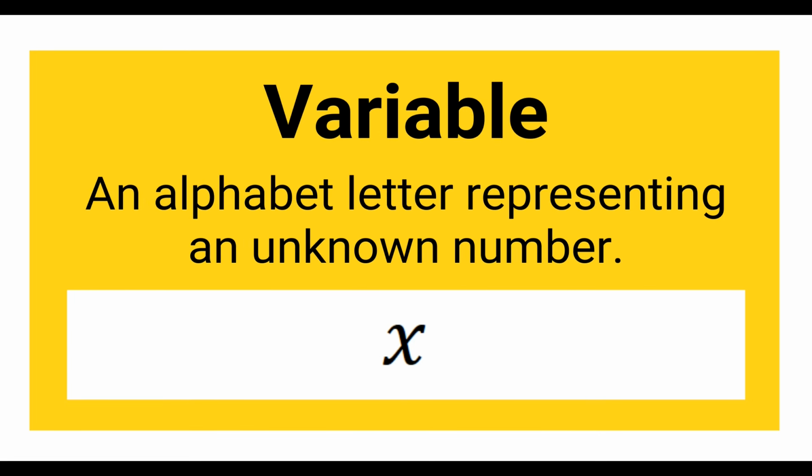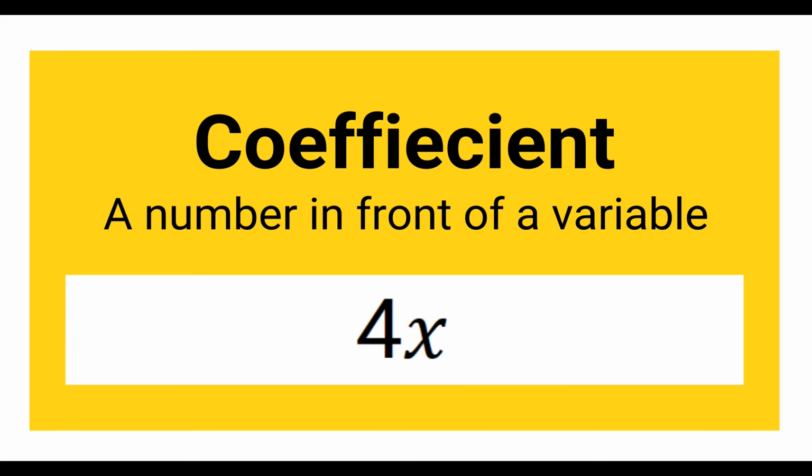Variable. This is an alphabet letter representing an unknown number. So x is a common variable, and what it's saying is that we do not know the numeric or number value of x, so we're just going to call it x.